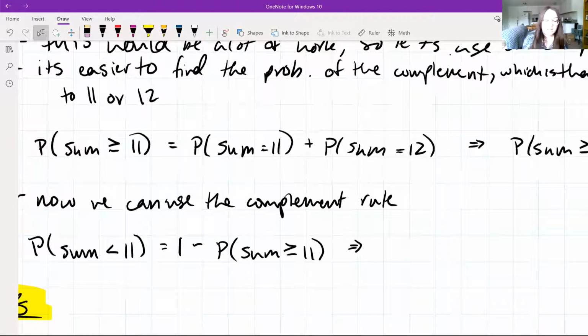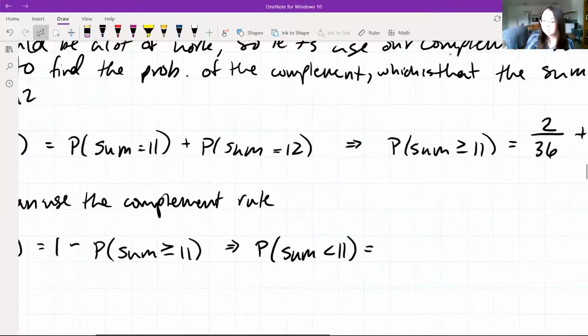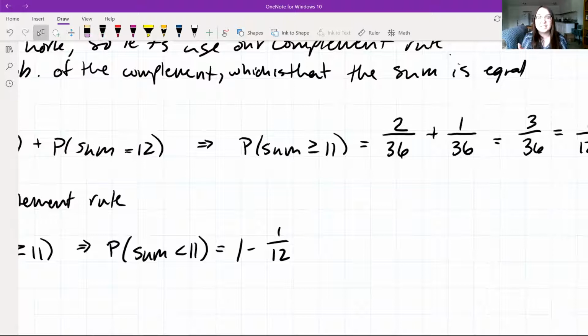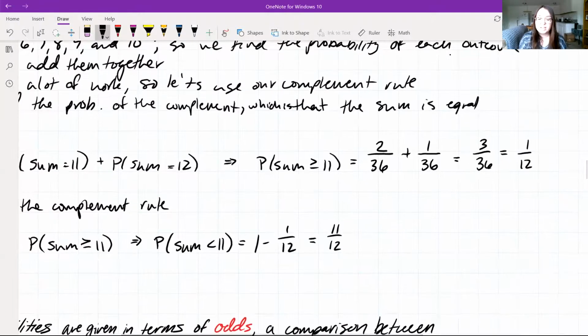So when we say the probability of our sum being less than 11, we know that's equal to 1 minus 1 over 12. We know that 1 is technically 12 over 12. So when we calculate this value, we're going to get 11 over 12. So we know now that the probability that the sum is less than 11 is equal to 11 over 12.